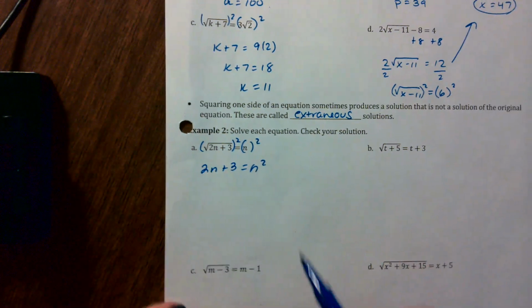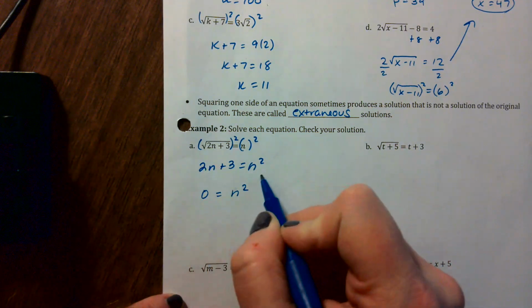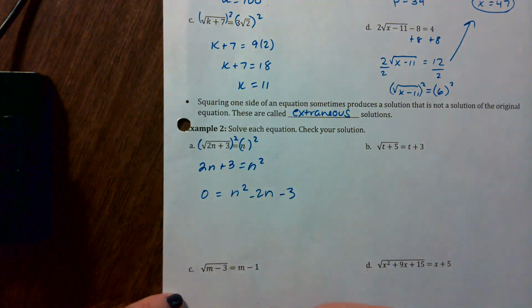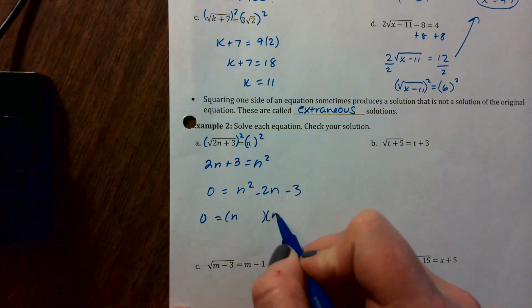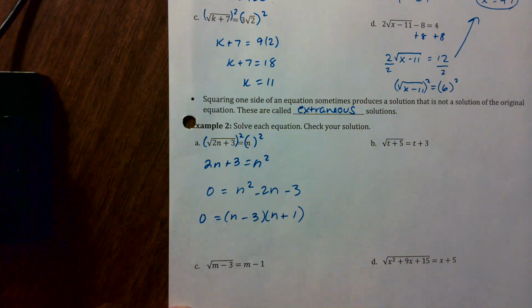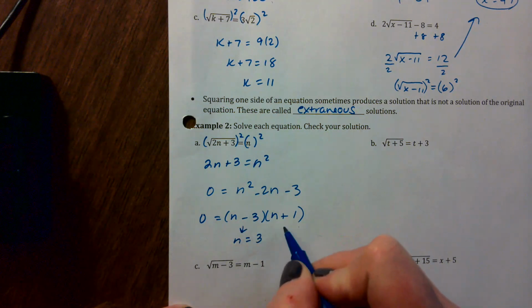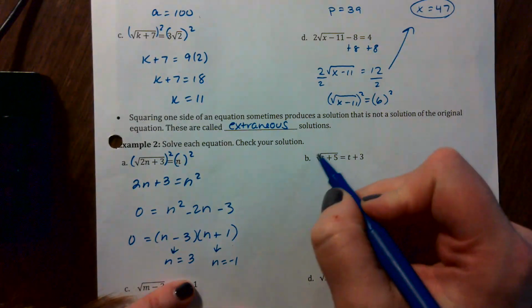We're going to have to do what we did in chapter 8 and just bring everything to one side, bring it over, bring it over. Then we factor to solve. What multiplies to negative 3, it adds to negative 2. N equals 3, n equals negative 1. Okay, try the next one if you can.